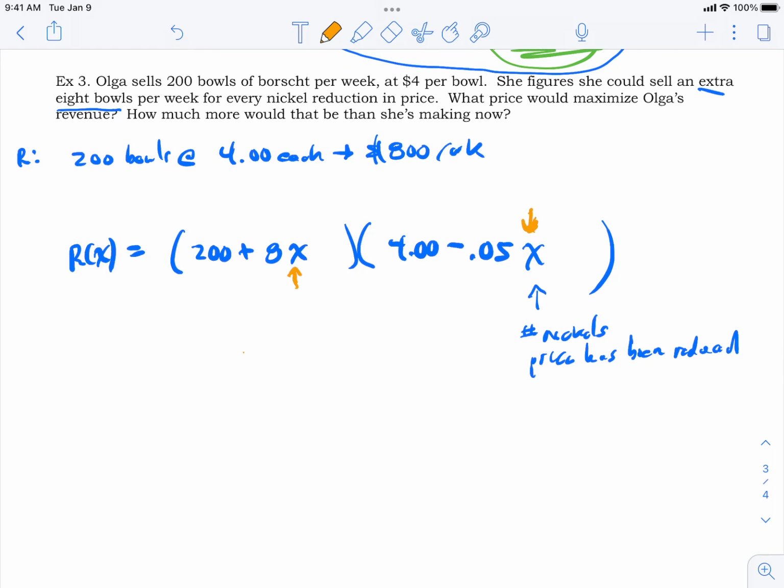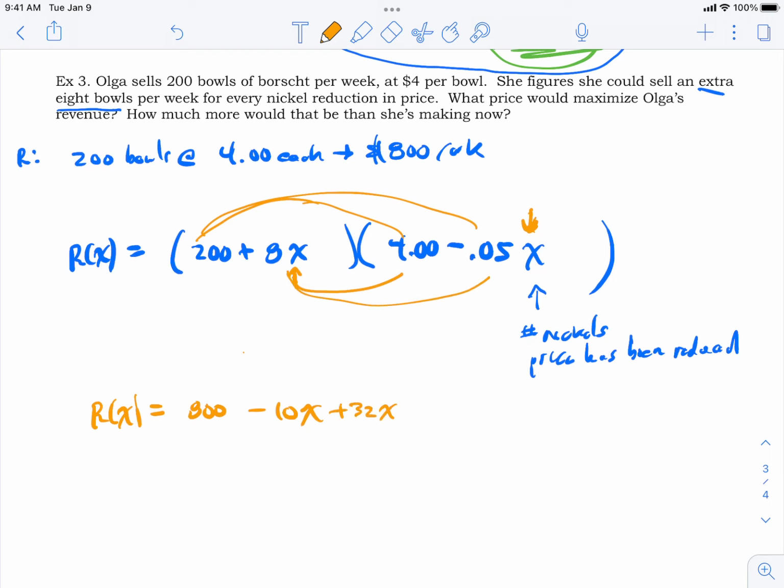Now let's multiply it out. Get it as a polynomial in standard form. 200 times 4 is an 800. 200 times that is a negative 10x. Sure. And then 8 times this, that's a 32x. And then this times this is a negative 0.40x squared.